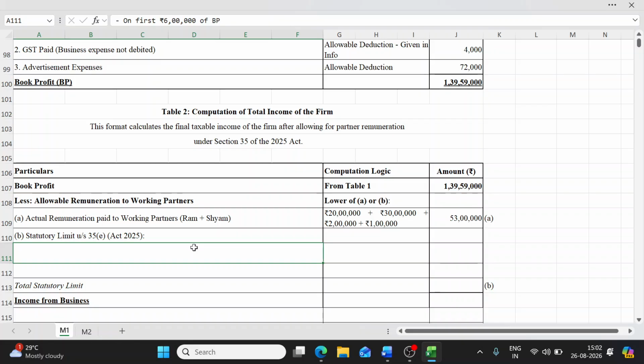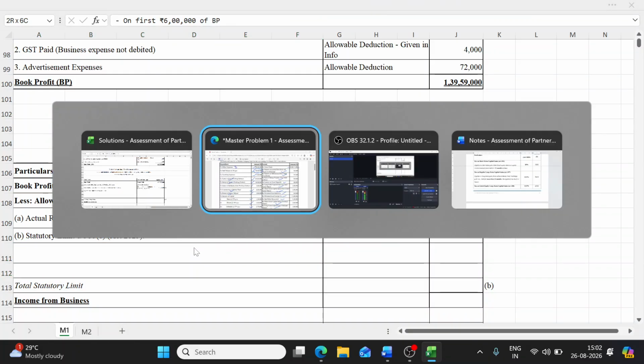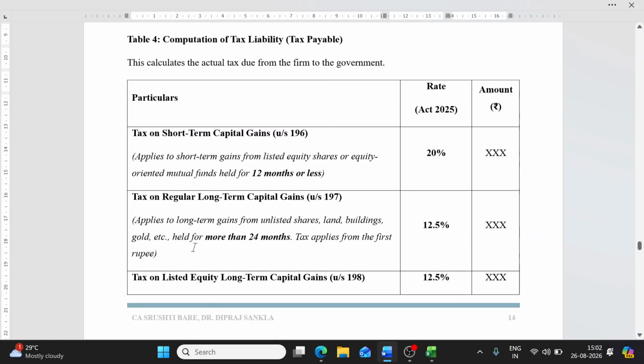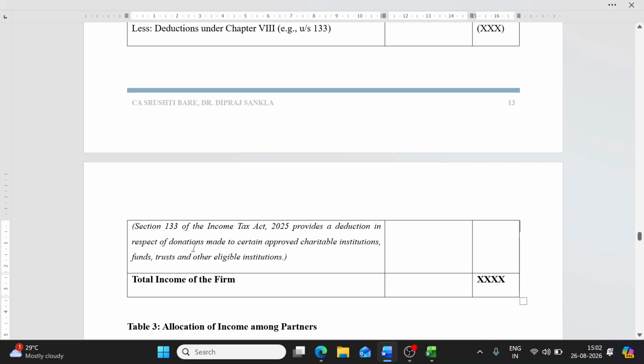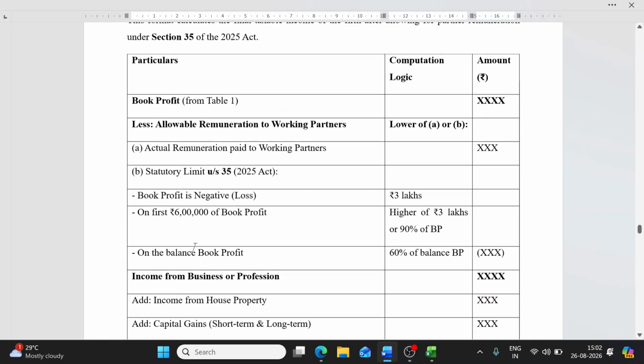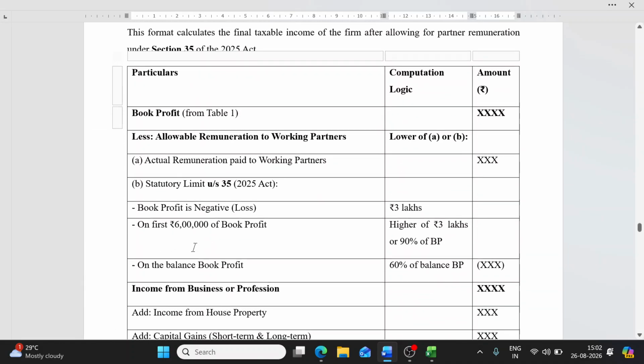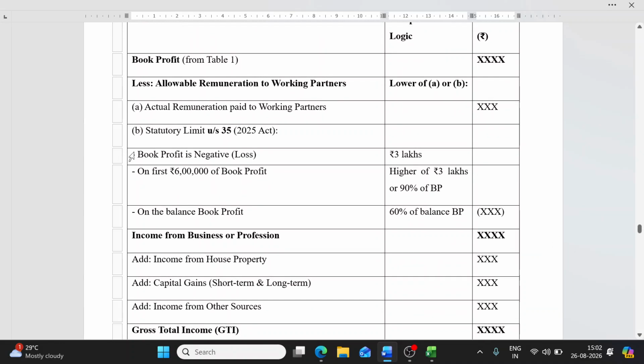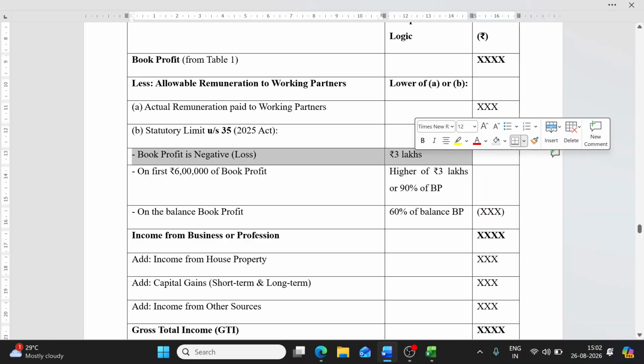Now there are three important provisions. The provision one is related to business loss. I mean to say, whenever the book profit is negative, that time we have to consider provision number one. I'll show you the provisions, and after showing the provisions, I'll explain. So where is it? Here it is. When the book profit is negative, you follow this limit of rupees 3 lakh.